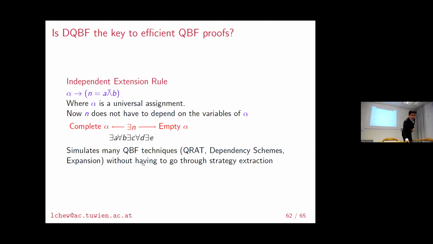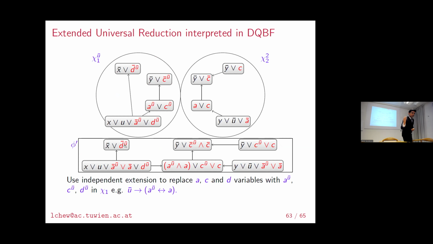new extension rule, we can jump over that strategy extraction. And it turns out when you simulate what this extended universal reduction rule is, you're actually using the same scheme that you used in G for that simulation. You're now just representing everything with extension variables. So you use independent extension variables to replace A, C, and D with annotated versions. And here you say that if U is false, then A_U is equal to A, right? So it's very similar to what expansion is doing.